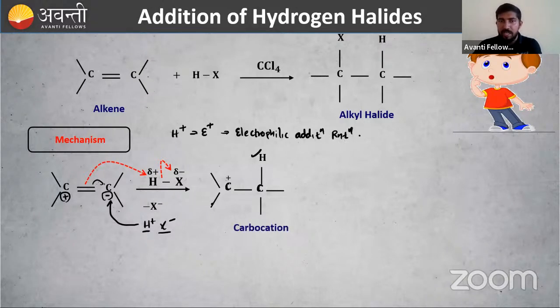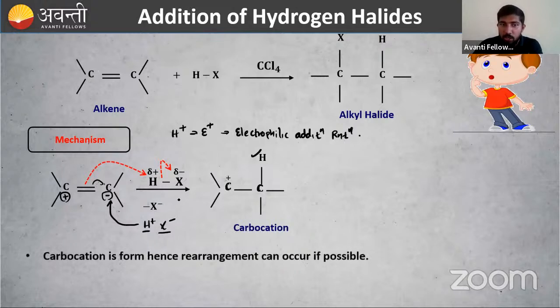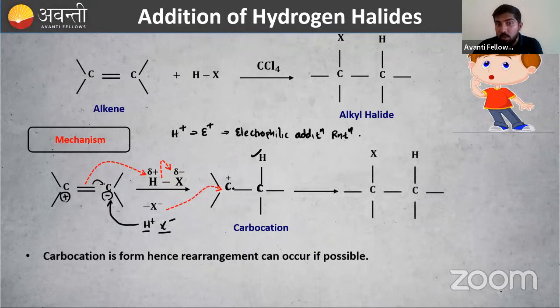X minus is waiting here. So carbocation is formed, C plus, X minus, negative charge. So X minus will go to this carbocation, so that halogen is added to the next carbon. So this is the product obtained here. If carbocation is formed, then you have to check the rearrangement.